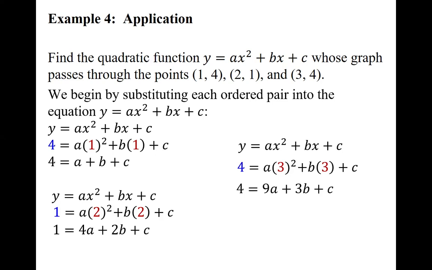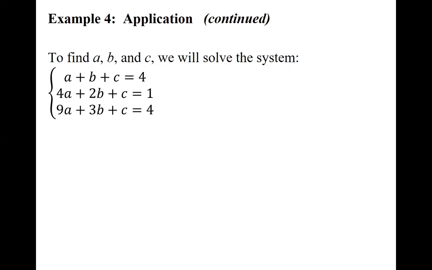We've now got three equations with three unknowns. Instead of x, y, and z, the unknowns are a, b, and c. I bet you didn't see that coming when we started with y and x in the original equation. So we're going to take these three equations and we're going to solve the system.